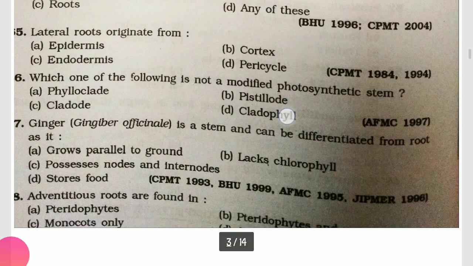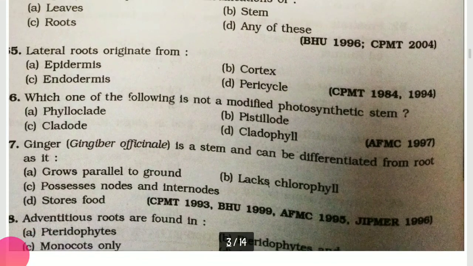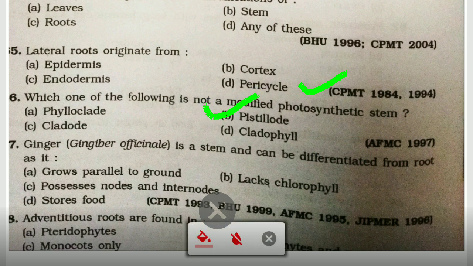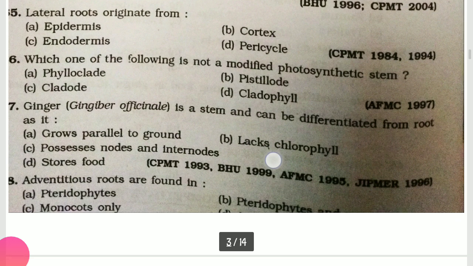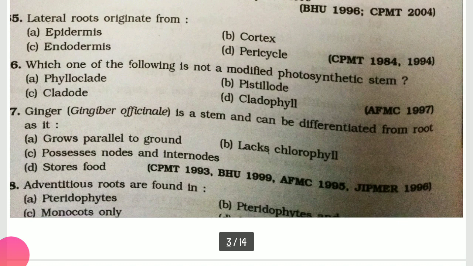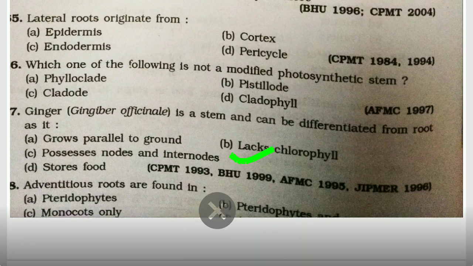Now coming to the next question, lateral roots originate from pericycle. Okay, from pericycle they originate. Now coming to the next question, which one of the following is not a modified photosynthetic stem? That is pistillode. Okay, pistillode is not a modified photosynthetic stem. Now coming to the next question, ginger is a stem and can be differentiated from roots as it, you all know, ginger has nodes and internodes. So this is the characteristic which makes it different from the roots. So this is the question. Now coming to the next question.